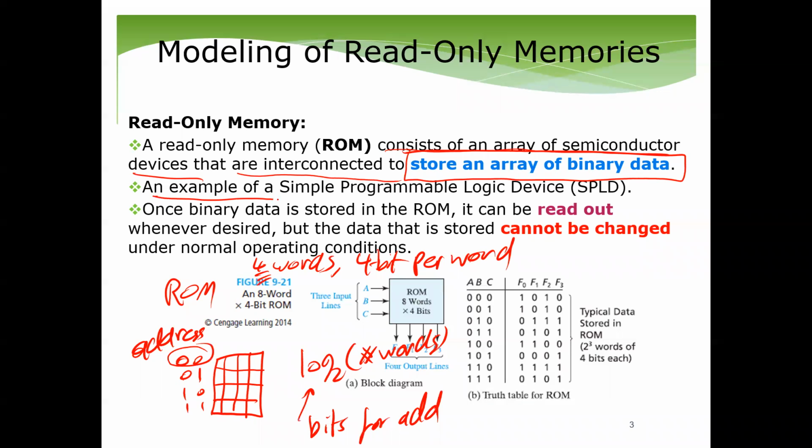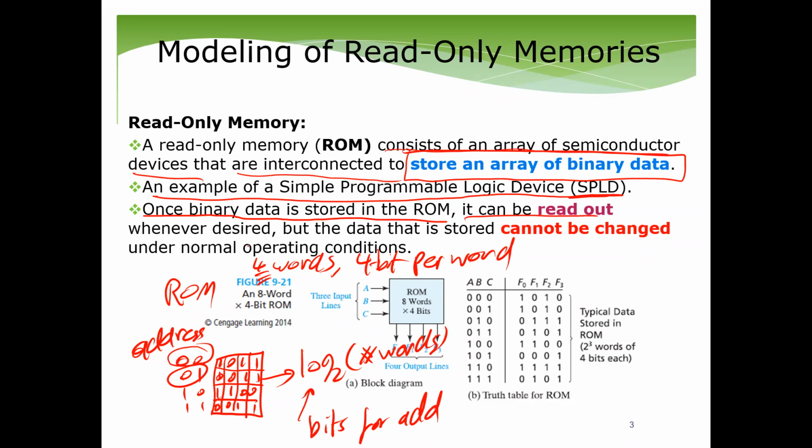A ROM is a simple programmable logic device. This is what we covered in Unit 2. Once the binary data is stored in the ROM, we can store any type of data that you want. And then reading out from the address, if you apply this address, you get at the output your stored data.